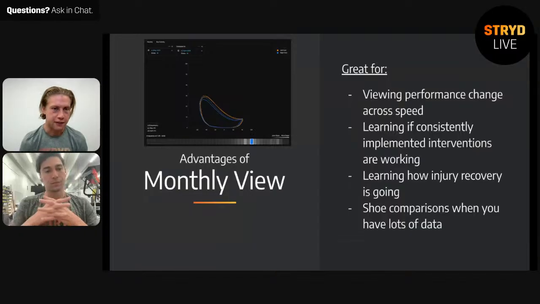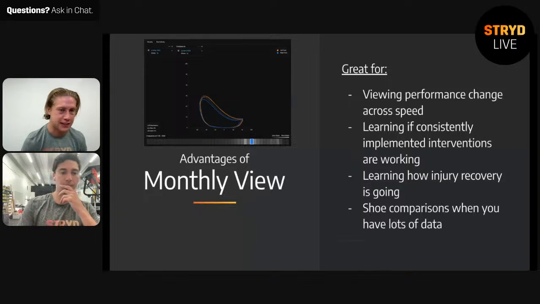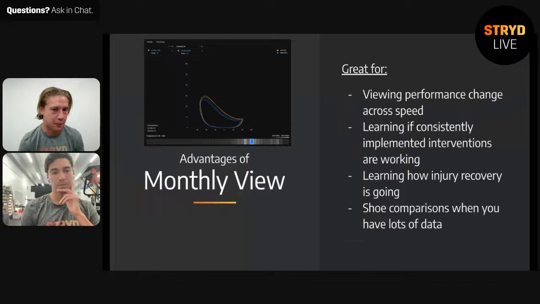So it seems to me that if I've been collecting a lot of data, I've been using Stryd for a few months, I've been running across a variety of speeds, I've been tagging my shoes, this is probably the view I should be looking at primarily when I'm analyzing my footpath, this monthly view. For sure. Yeah, that's definitely going to have the most power and the most robust correlates, basically, takeaways for what you're looking for rather than a one-off or a couple of runs.